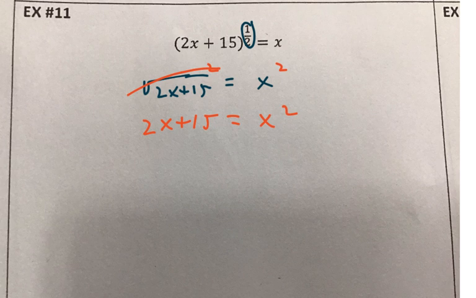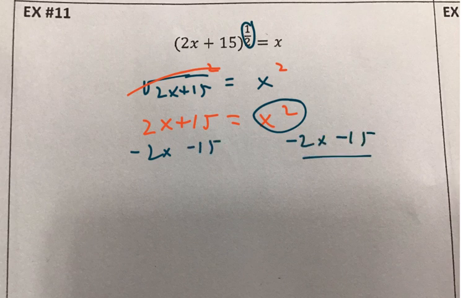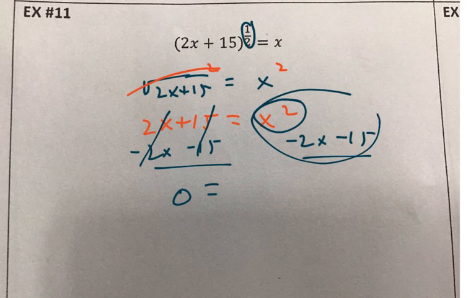Oh, we got a quadratic, guys. So, what am I going to do? I like x squared to stay positive, so I'm going to minus 2x both sides. I'm also going to minus 15 both sides. Now, I have 0 equal to, let's put this in order over here, guys. X squared minus 2x minus 15.